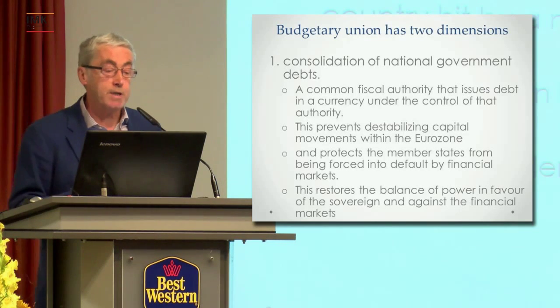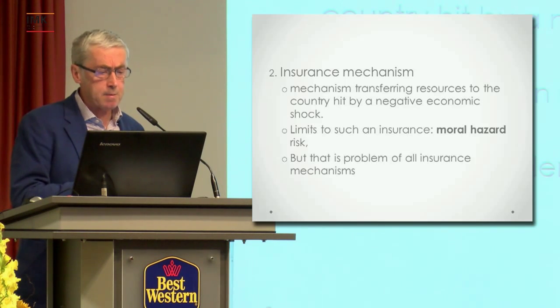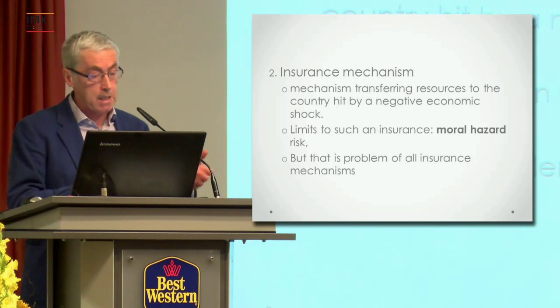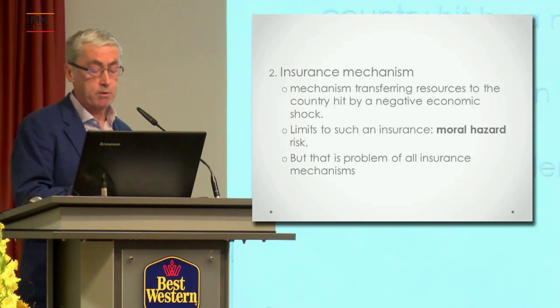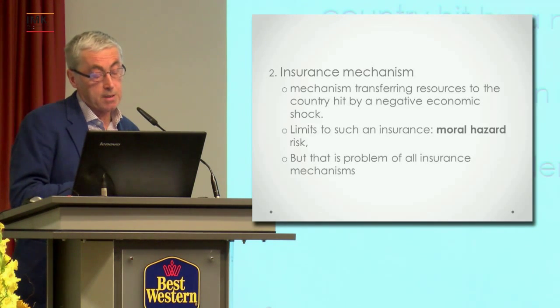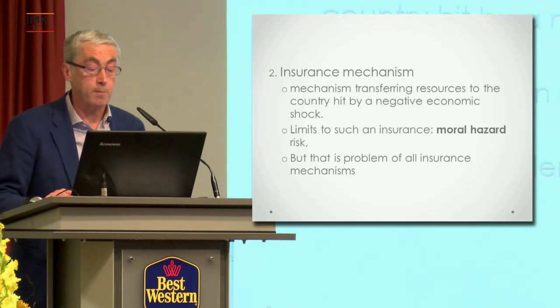And the second reason why we need an insurance mechanism, why we need a budgetary union, is because it provides insurance when countries are hit by asymmetric shocks. This is something that you need to make a monetary union more acceptable for the people.